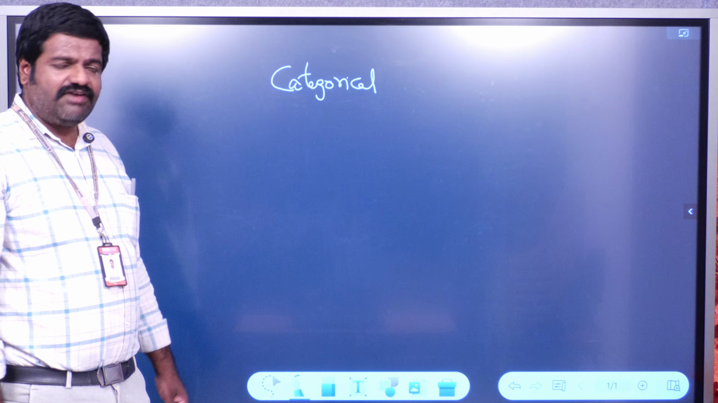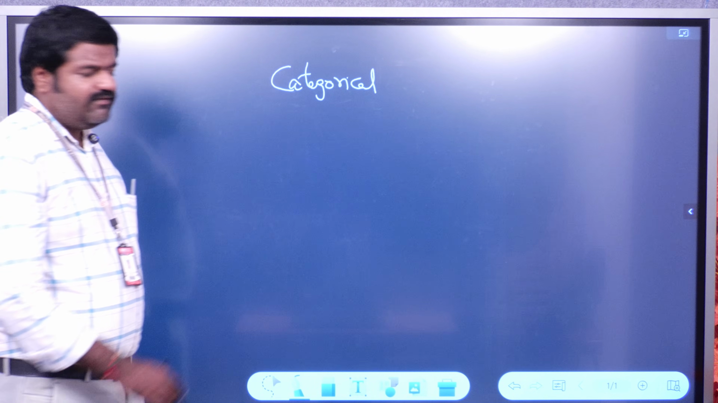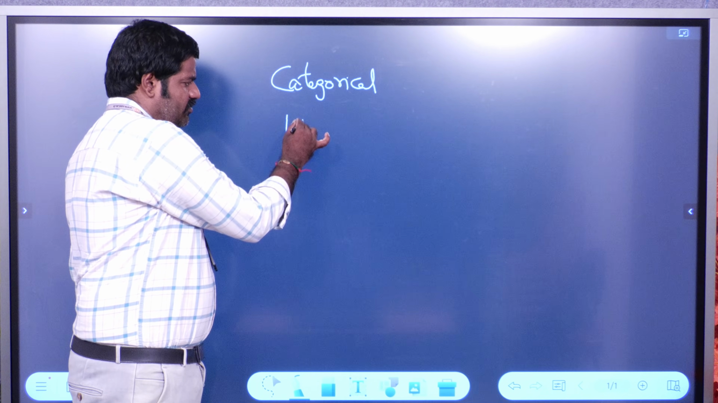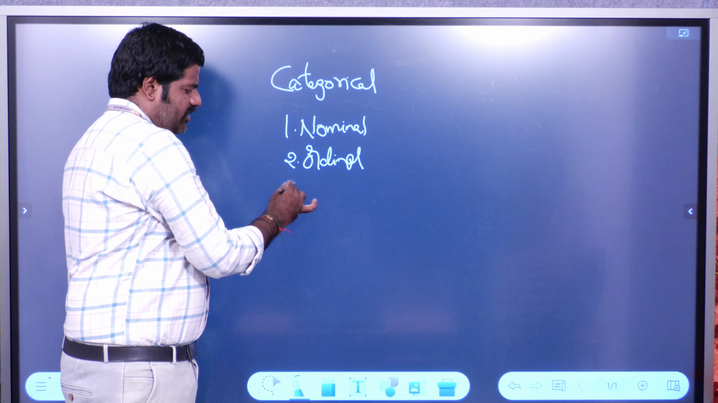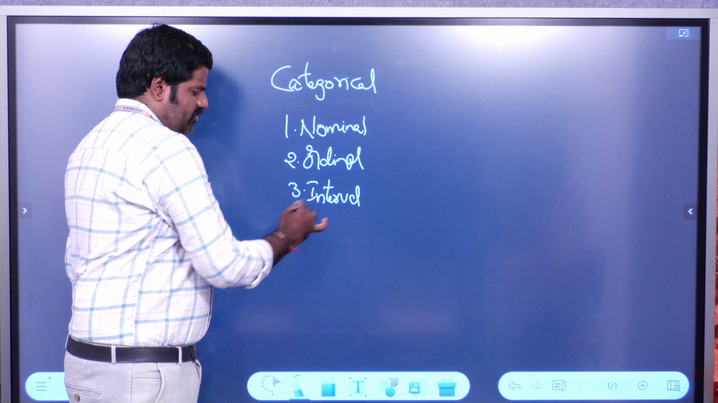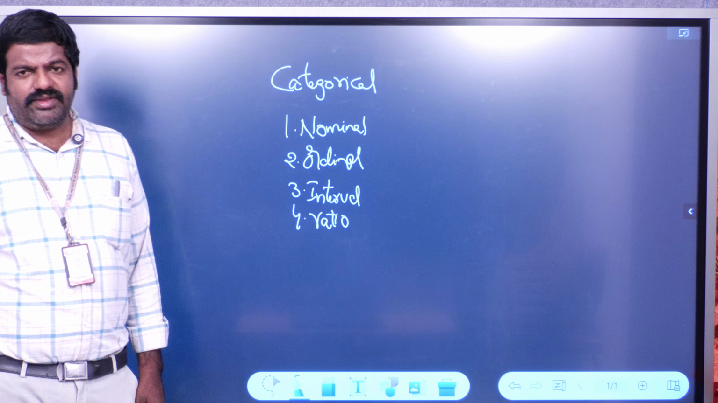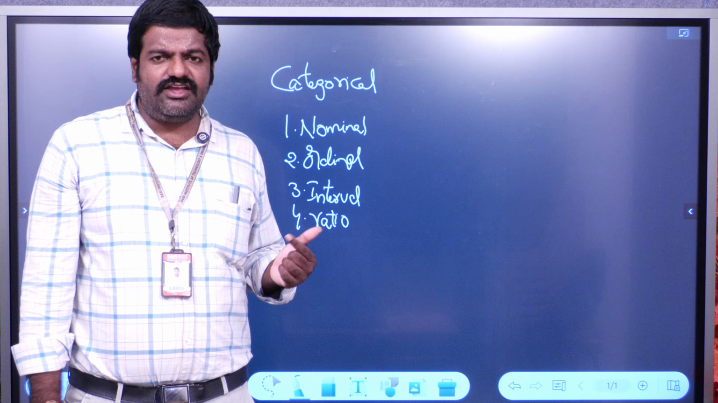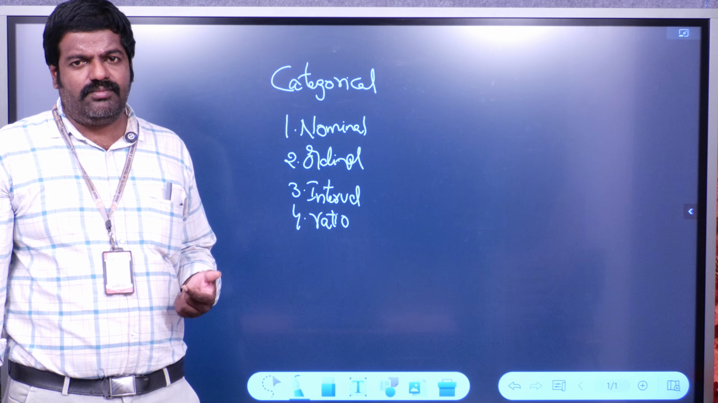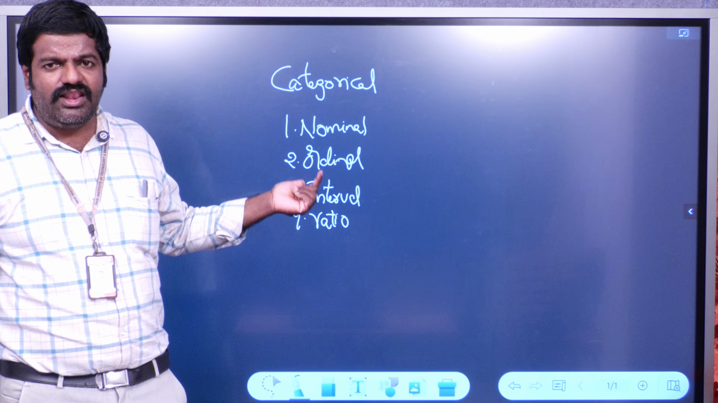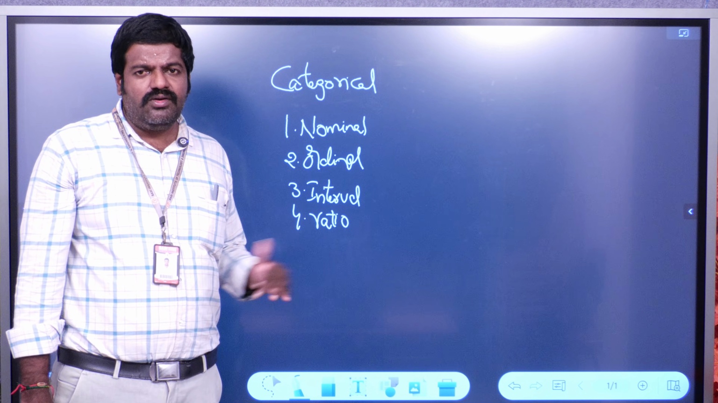Now let us see what are the types in categorical data. First, nominal. Second one, ordinal. Third one, interval. Fourth one, ratio. Let us see one by one. Nominal. As I already told, this categorical data is having limited number of possible values. So for nominal attributes, there is no order among possible values.